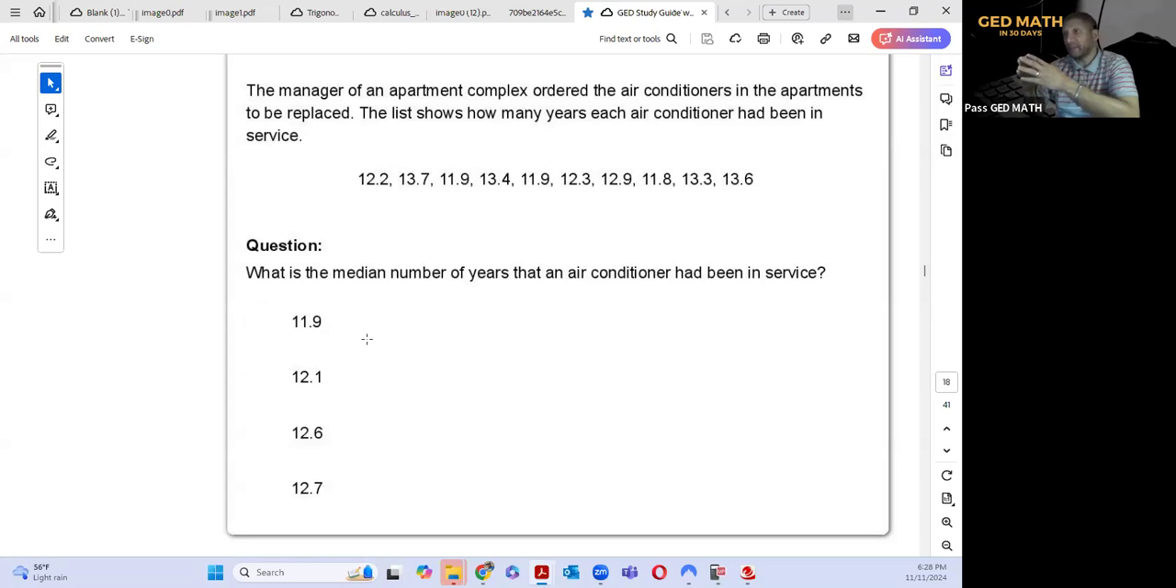So, if I come across this question, a manager of an apartment complex ordered the air conditioners in the apartments to be replaced. The list shows how many years each air conditioner had been in service. What is the median number of years that an air conditioner had been in service? How would you do this problem? Can anybody tell me, first of all, you're talking about statistics. What does median mean? So what common word you hear median should you think of?